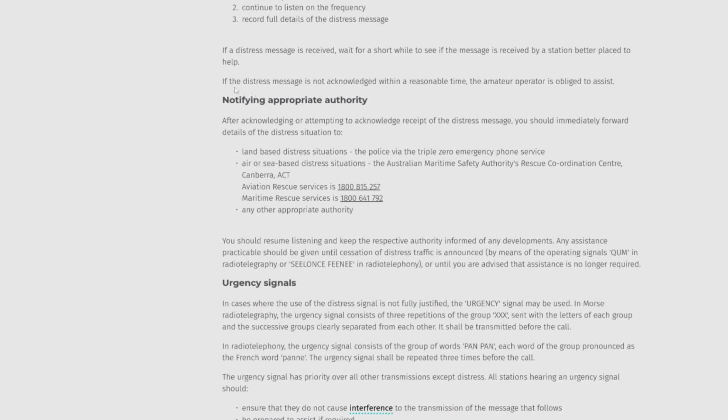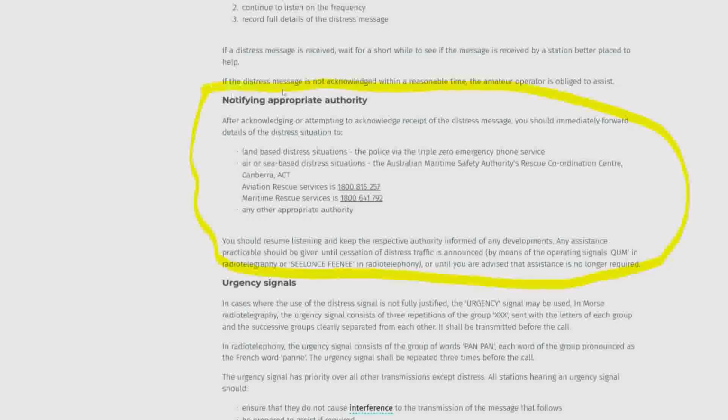Tell you some of the places you could contact. If you're the recipient of a distress call, a mayday, and you don't know what to do, I would simply dial 3-0. So I don't know what I'm doing, but I've just heard this. But you can contact the Aviation Rescue Services on this number and the Marine Rescue Services on that number. And if you're panicking and don't know what to do, just call 3-0, talk to someone, and let them know you've received a distress call.